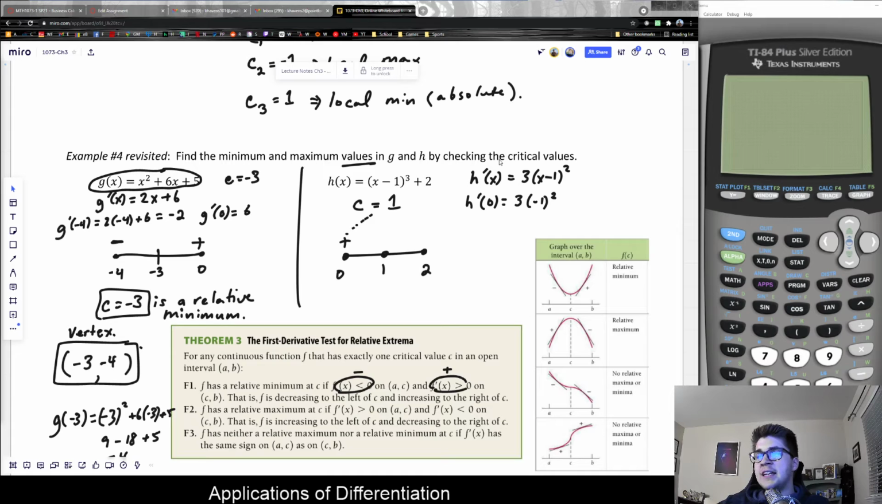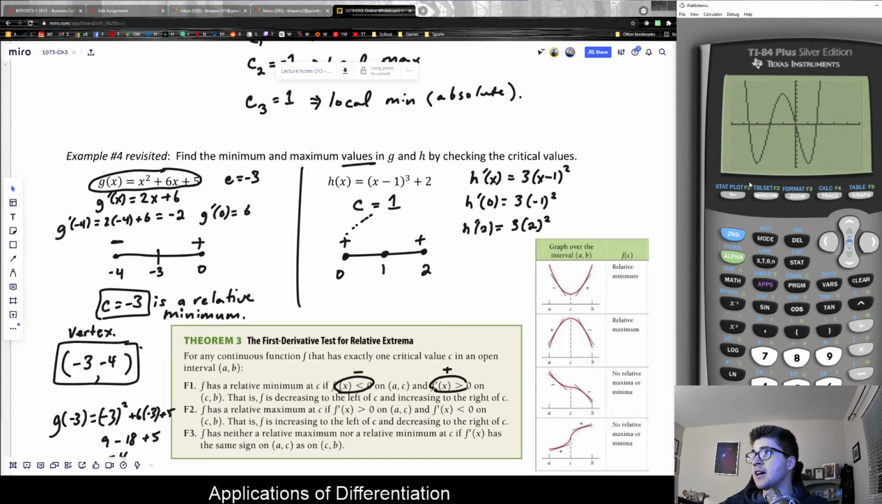And then I need to know, well, what about on the right-hand side? h prime of 2 is 3 times 2 squared. That will also be positive. So here is an example where if there is no change, that means that this is neither a relative max nor a relative min. This would be case 3 of the first derivative test because it means it's increasing, flattening out, increasing again.